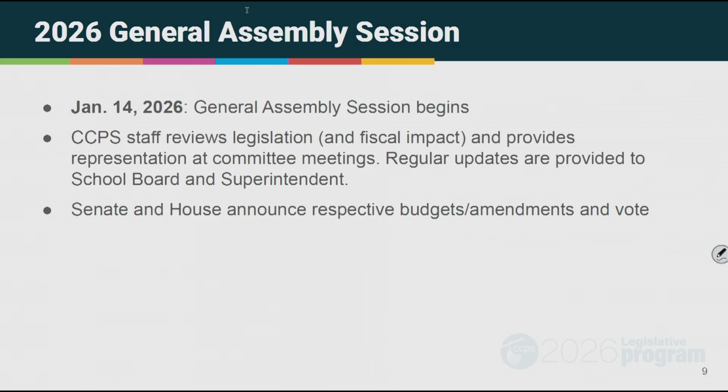Throughout the session, I will monitor legislation. Typically, you see almost 2,500 to 3,000 pieces of legislation introduced. When it begins to be narrowed down, it's between 300 and 400 pieces of legislation that directly impact education, which I will track and work with staff, as well as the school board, to ascertain where we want to advocate for and against different pieces of legislation.